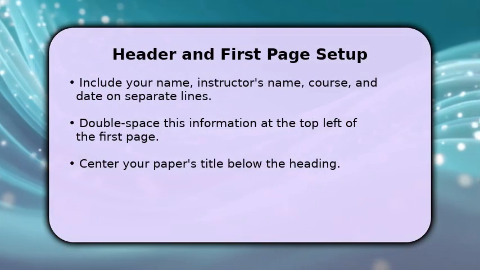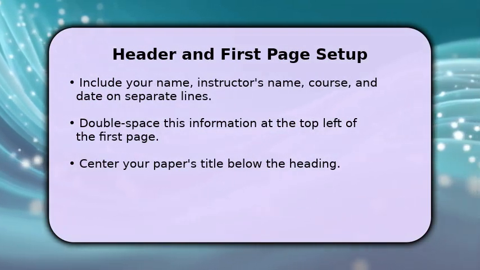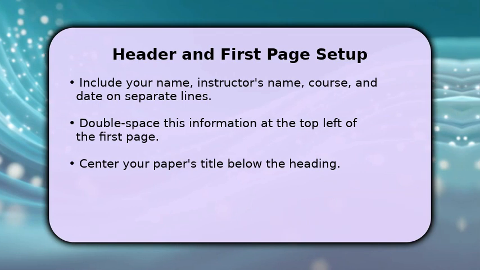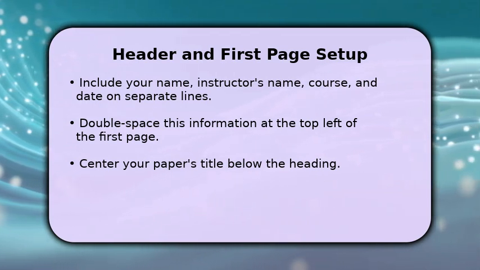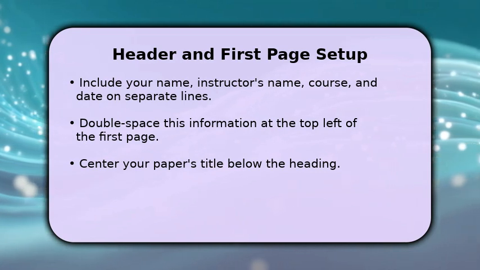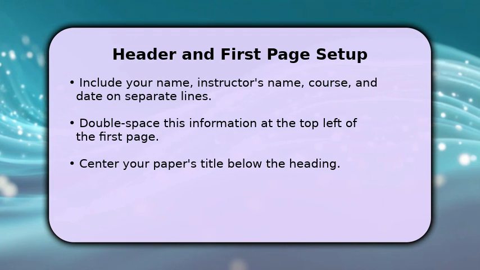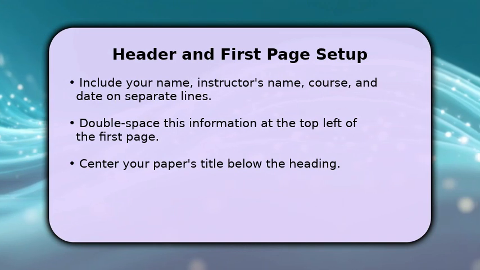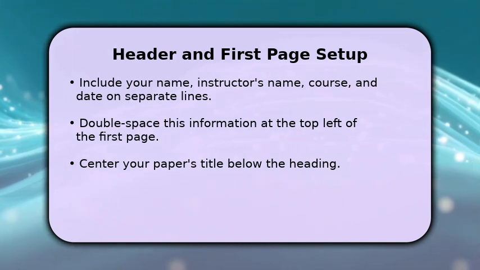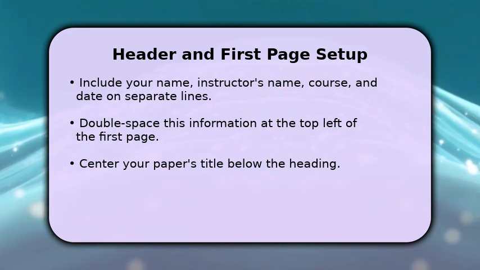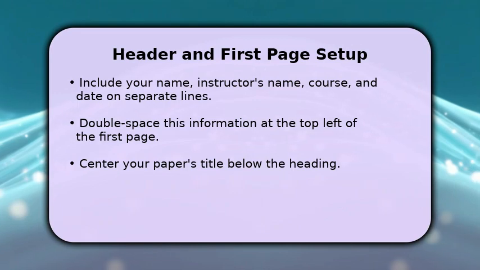Finally, let's ensure your first page and header are perfectly formatted. On the top left of your first page, list your full name, your instructor's name, the course title, and the submission date, each on its own line. Double-space this entire block of information. Below this, center your paper's title. Remember, MLA style does not require a separate title page. All necessary identifying information goes directly on the first page. This simple setup is standard.